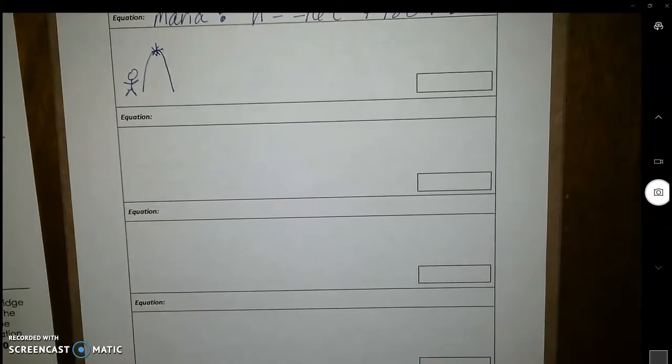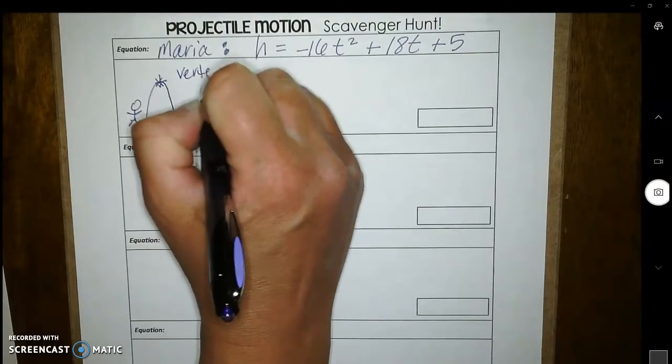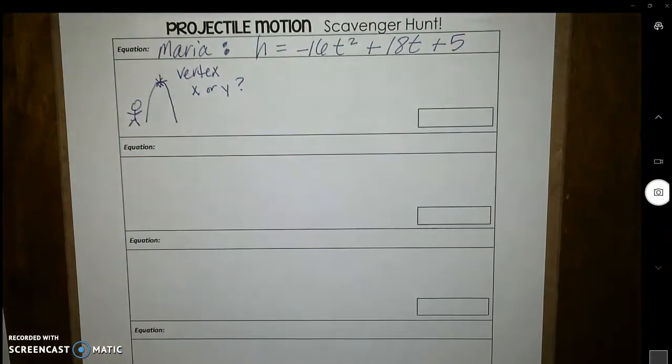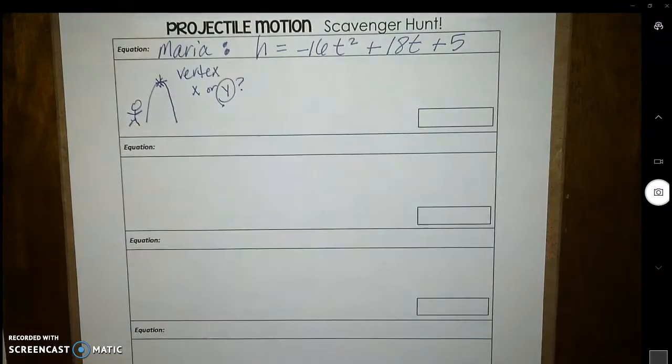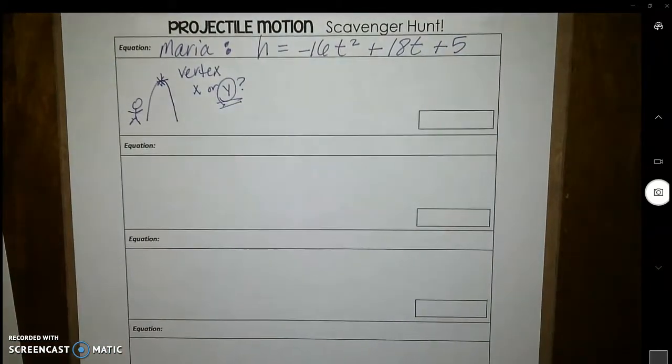The maximum, and this says height. So we definitely want the vertex, but do we want the X or the Y at the vertex? How high is she going to go? So I'm hoping that you just said X. Or I'm sorry, Y, right? But how do you find that? Do you remember how to find that?